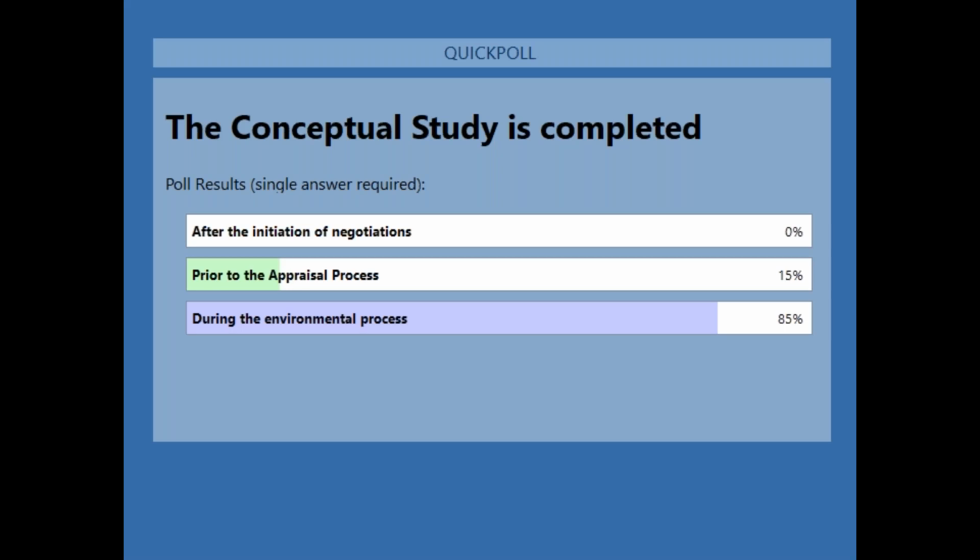So the first question is, the conceptual study is completed. A is after the initiation of negotiations. That is not correct because you want to complete this way ahead in early planning. Prior to the appraisal process, well, it is prior to, but the best answer is C. It's during the environmental process, because as I mentioned a couple of times, the conceptual study is provided to the environmental section because it does become part of the environmental document. Okay, we're ready for question 2.